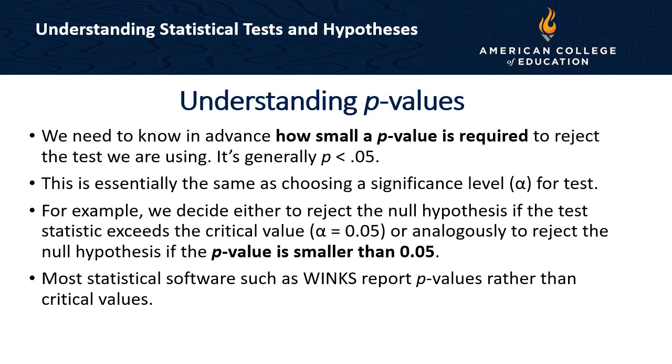And when we say p is less than 0.05, this is essentially the same as choosing a significance level, alpha, for a particular test. For example, we decide either to reject the null hypothesis if the test statistic exceeds the critical value, it is alpha at 0.05, or analogously to reject the null hypothesis if the p-value is smaller than 0.05. As I mentioned, most statistical software, such as Winx, report p-values rather than critical values, and all you really need to know is whether or not the p-value that's computed by a particular test is less than 0.05. And Winx will actually tell you whether or not the null hypothesis can be rejected based on the p-value that each statistical test computes.